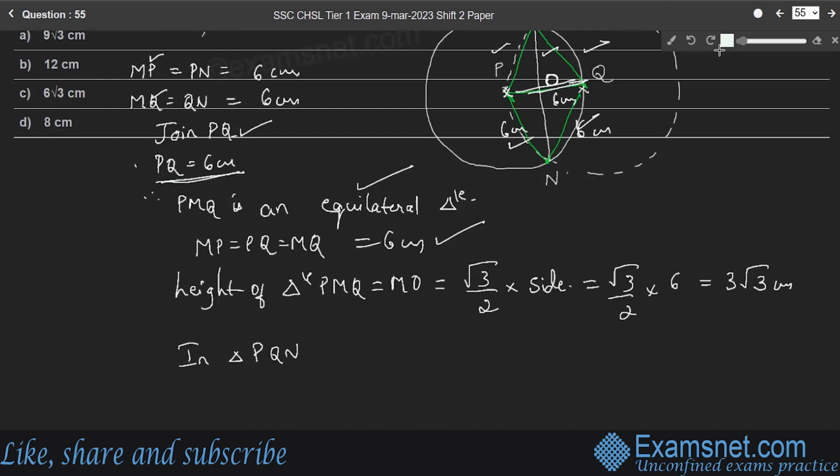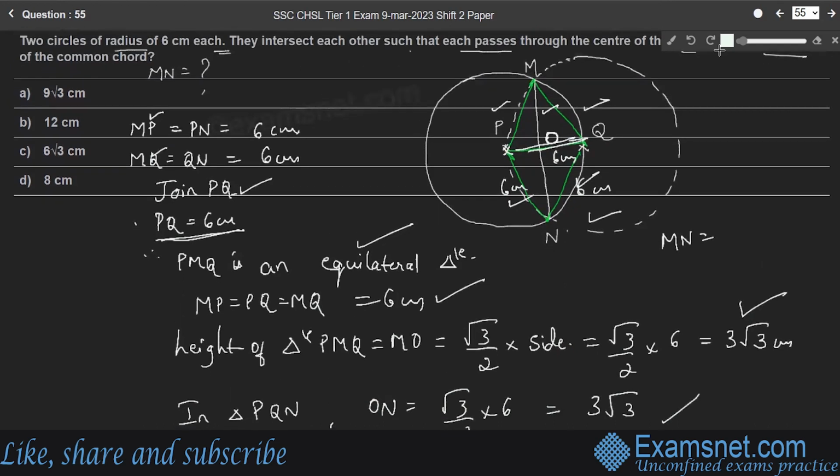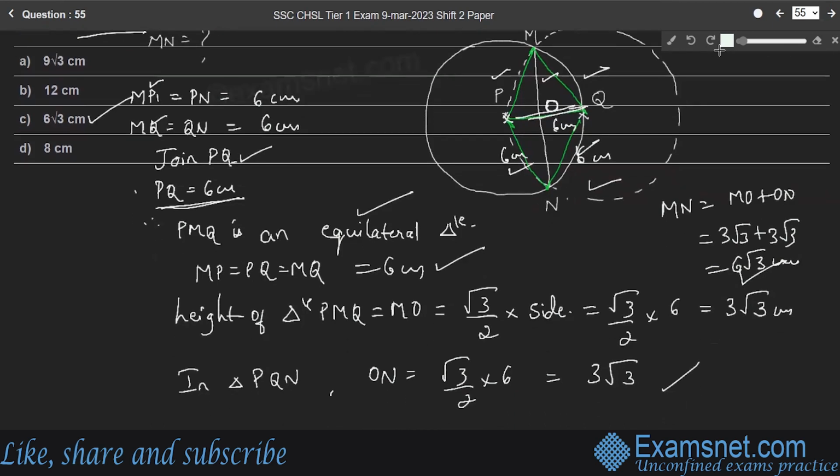So ON is equal to ON. Use the same concept. Height of the triangle is √3/2 into 6 centimeter, which is again 3√3. Therefore, we need MN. So MN is equal to MO plus ON, which is 3√3 plus 3√3, which is 6√3 centimeter, the common chord, right? 6√3 centimeter. Option C is the right answer.